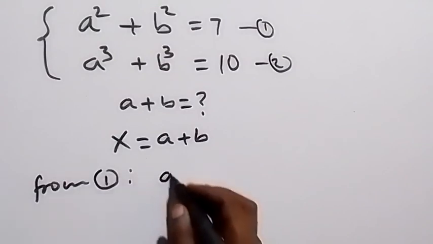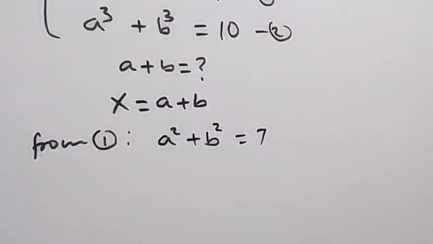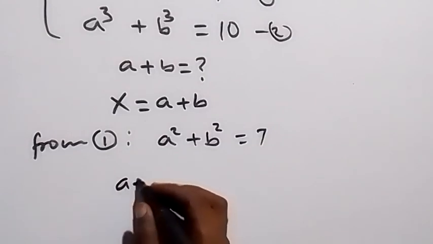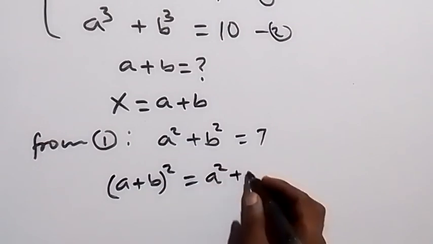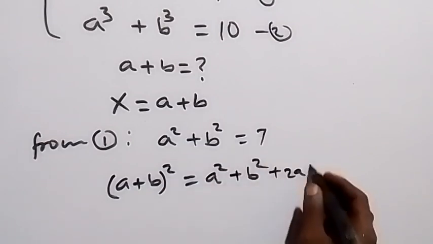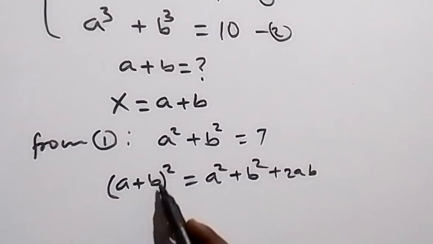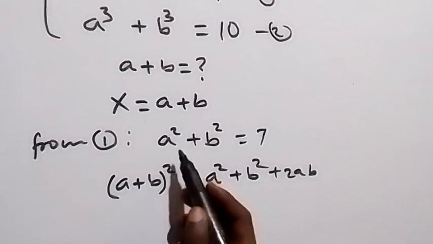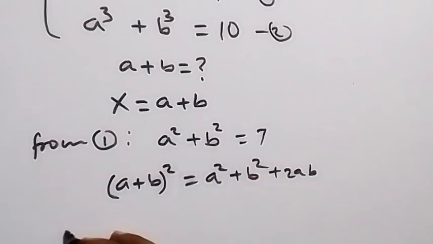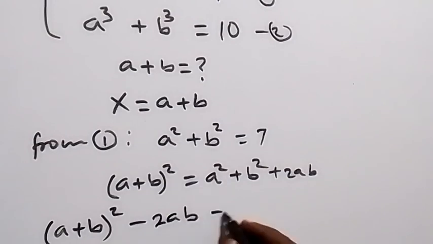From equation 1 we have a square plus b square equals 7. And we also have, from an identity, that (a plus b) all square is equal to a square plus b square plus 2ab. Now when we take this plus 2ab to this side, this will give us (a plus b) all square minus 2ab, which is equal to a square plus b square. So instead of a square plus b square here, we can simply write (a plus b) all square then minus 2ab, and this is equal to 7.